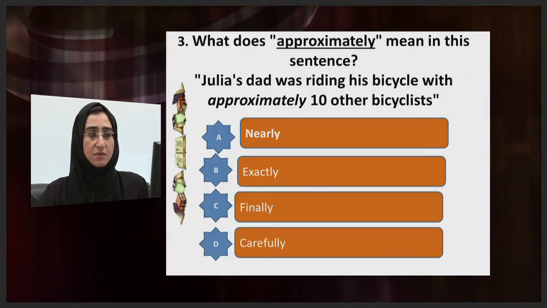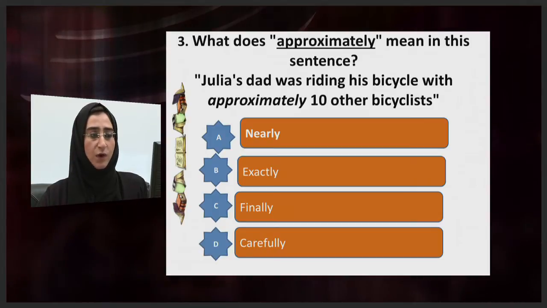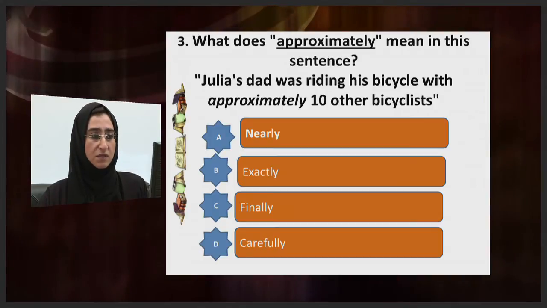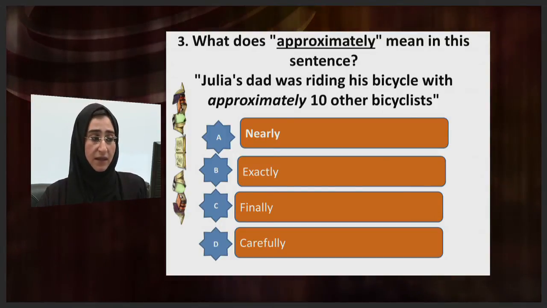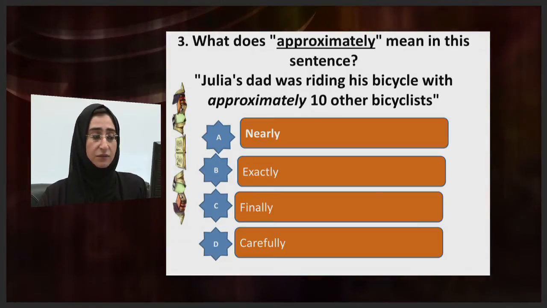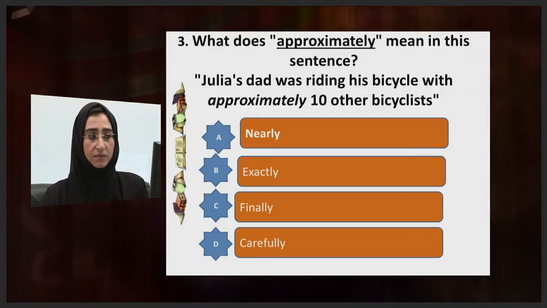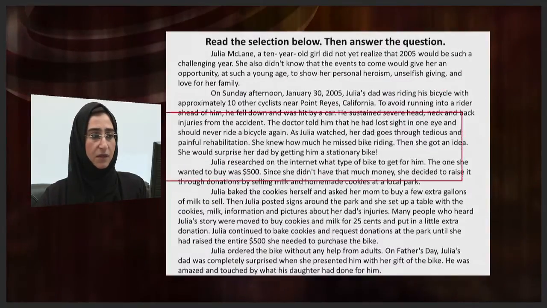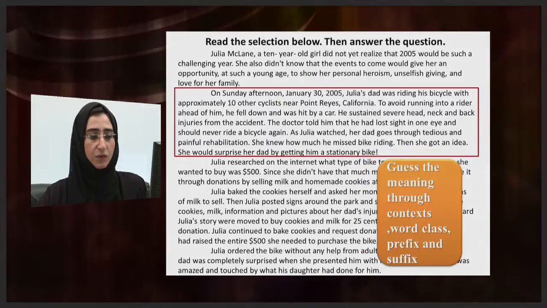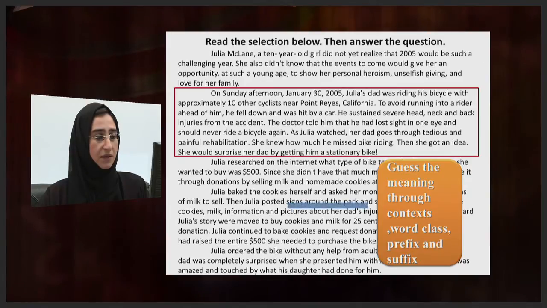What does approximately mean in this sentence? Look at this, approximately. Julia's dad was riding his bicycle with approximately 10 other bicycles. Is it nearly, exactly, finally, carefully? Look at these. They are the same. We go back to the text itself. Locate the word. Guess the meaning through context, word classes, prefixes, suffixes. Let's locate the word.